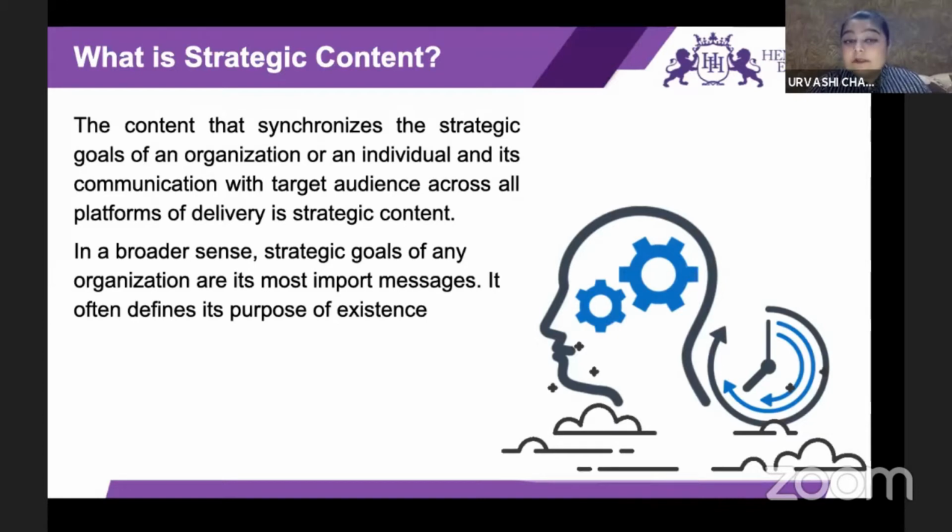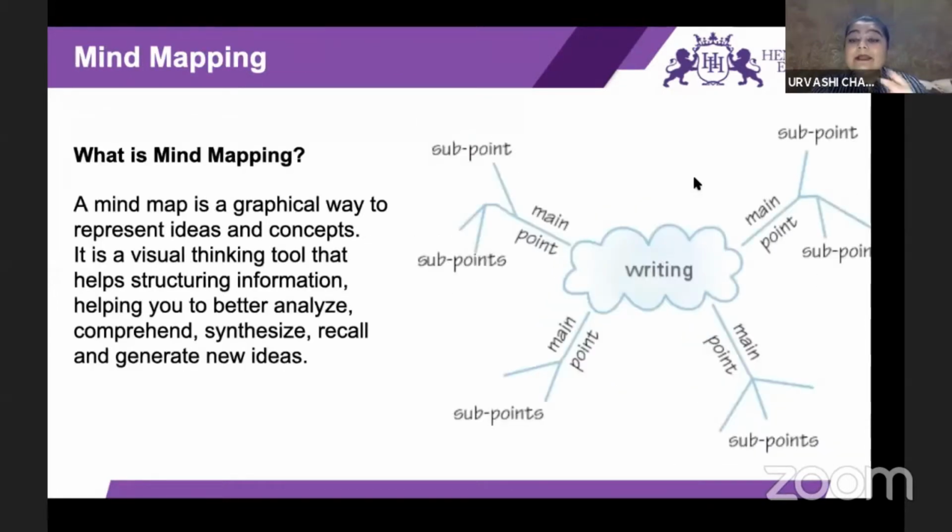Your strategic goals of the organization have to be kept in mind. What important message the organization wants you to deliver to the ultimate audience has to be kept in mind. So here, a complete mind map has to be created when you're writing. It's not just about the introduction, main body, and ending, it's a lot more. This mind map basically takes the analysis, comprehension, synthesizing, and recall portion into the picture. Here, as a writer, all these things have to be synced properly.